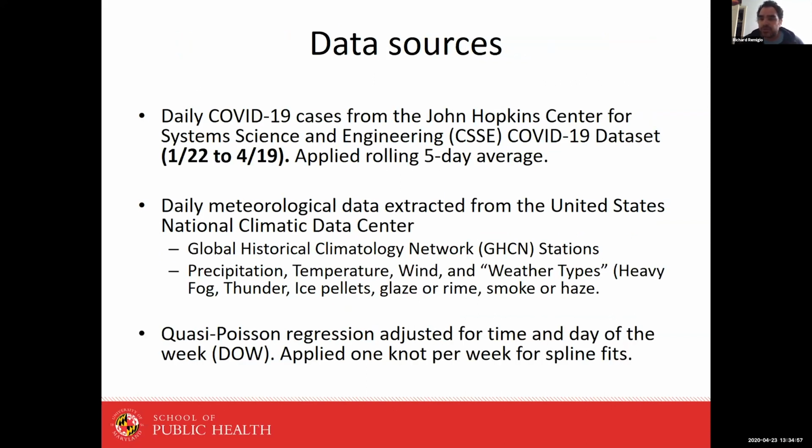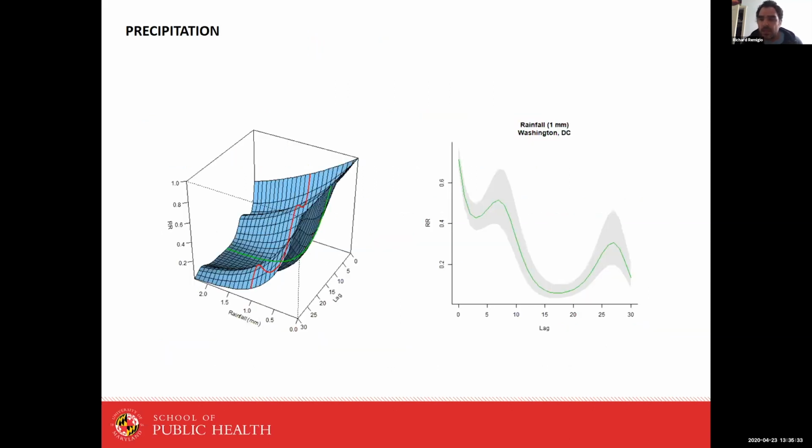As many of you might be familiar, the Johns Hopkins Center for Systems Science and Engineering has some fantastic data sources. I extracted data through their GitHub repository and applied a rolling 5-day average to our case numbers. For weather data, NOAA was my hub. For the regression fit, I used Quasi-Poisson, adjusting for date and day of the week, and applied a knot per week of data, so about 5 weeks' worth of data.